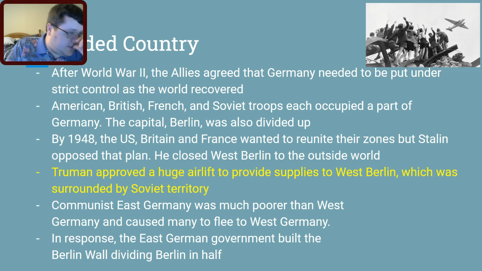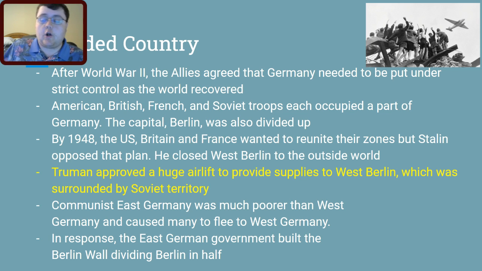So West Berlin starts to struggle, both in terms of food and economically. So what Truman does is he approves this big airlift to be sent over to West Berlin, and that continues for quite some time, providing constant supplies to these people who are cut off from much of the world.